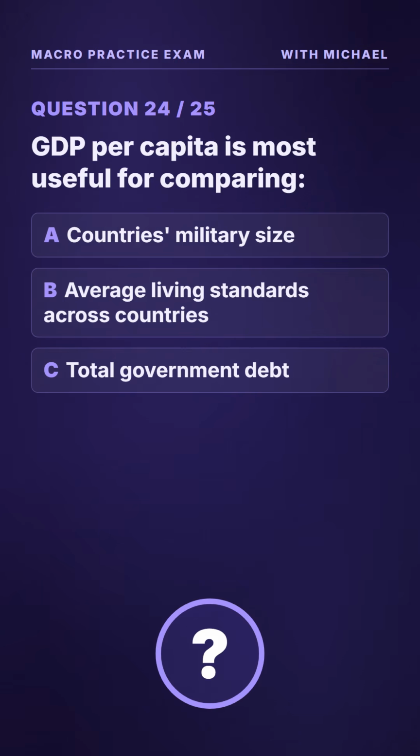Question 24. GDP per capita is most useful for comparing A. A country's military size. B. Average living standards across countries. C. Total government debt.